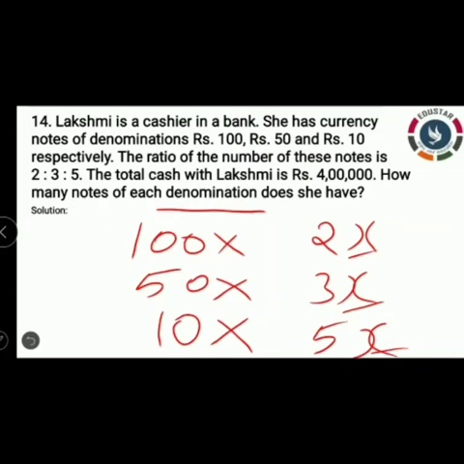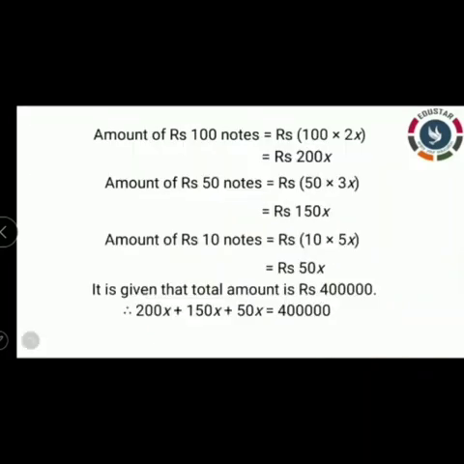So 100 into 2x, the value is 200x. 50 into 3x, the value is 150x. 10 into 5x, the value is 50x. Now the total cash with Lakshmi is 4 lakh rupee. Everything we are going to add. So 200x plus 150x plus 50x is equal to 4 lakh. Here everything is like terms, so we add. So the answer is 400x is equal to 4 lakh.